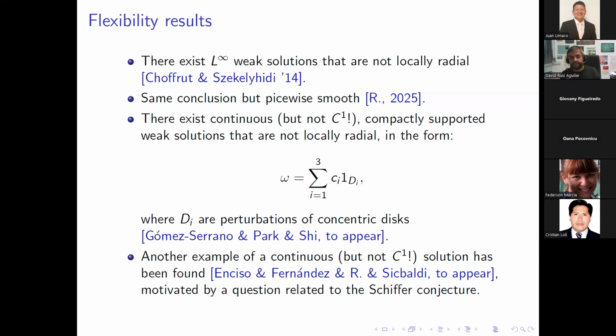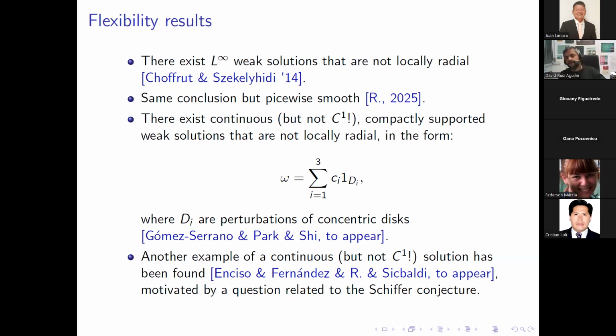And the reason is that the vorticity is only L-infinity. It's not continuous. It's a sum of characteristic functions. Another example of a continuous but not C1 solution, which is not locally radial, for 2D Euler has been given in collaboration with Enciso, Fernández, and also Gui and Sicbaldi. And also here the main motivation was different, a question related to the well-known Schiffer conjecture, but I'm not going to talk about this in this talk.